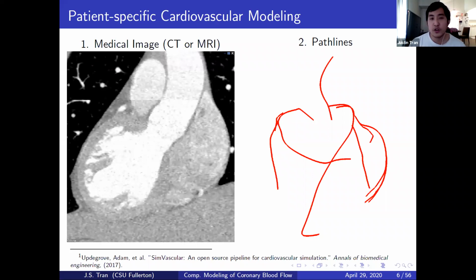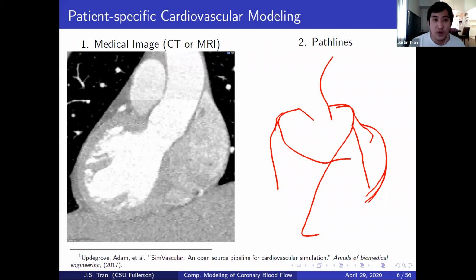And then from this medical image data, what we do is we load it into our program. Our program is called SimVascular, which is free, by the way. I'll use this to give a shameless plug for the software that I worked on in grad school. If you go to www.simvascular.org, you can download this software and try this out for yourself and run CFD simulations on your own laptop from medical image data.